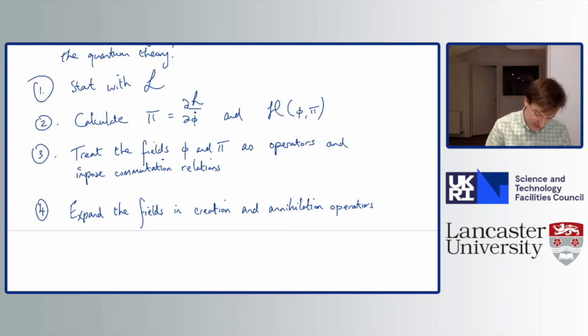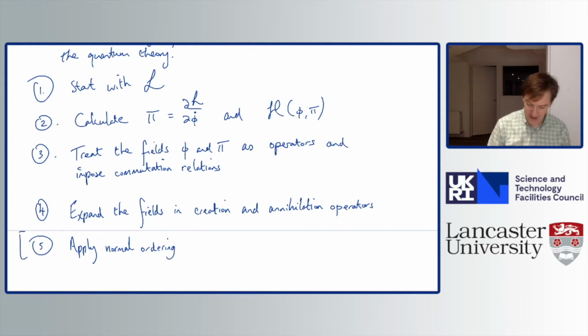And then there's a fifth step that we might not get onto in this lecture, but certainly it's going to be an important point and we'll discuss it. So step 5 is to apply what's called normal ordering. I'll just put this in brackets because I suspect we won't get into it in this lecture. We might hopefully see it in the next lecture though. Okay, so 5 steps. Easy peasy, you just have to follow them.